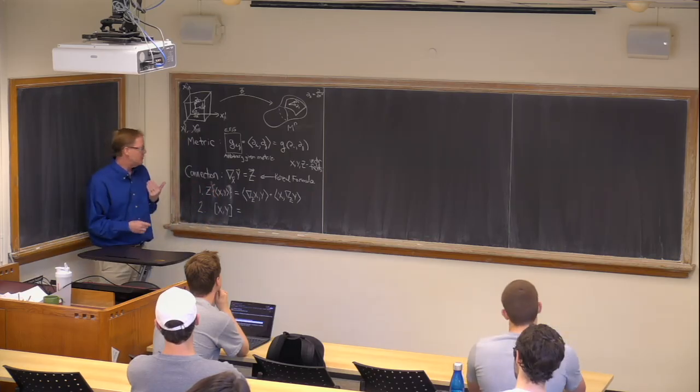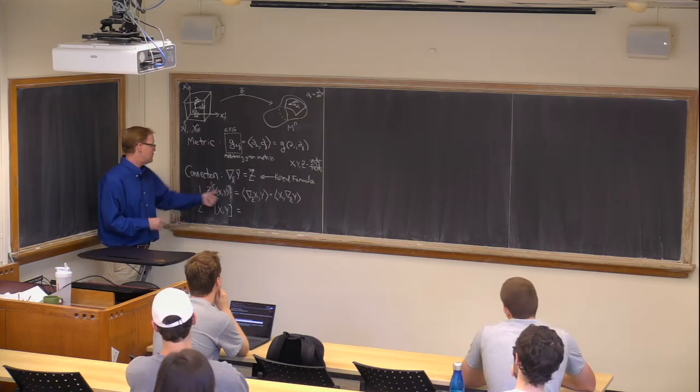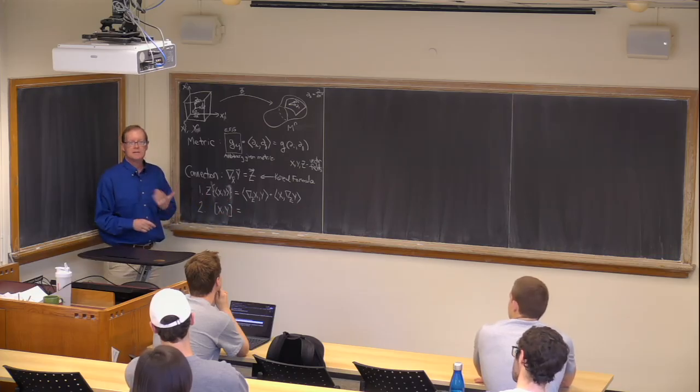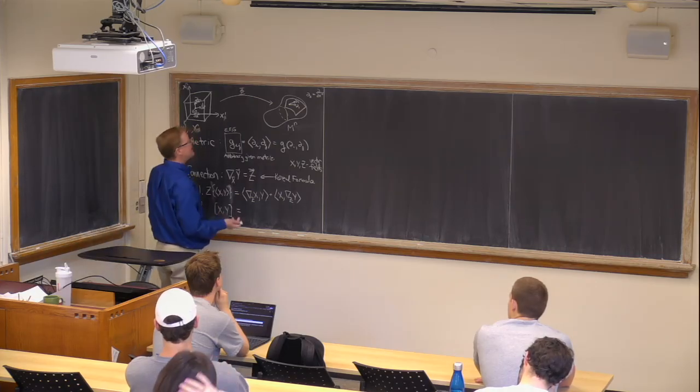Vector fields are first order operators, right? They're directional derivatives. That's how we think of them. And you give them a function, you take the directional derivative. When you have these brackets here with a comma in the middle, that's called the Lie bracket. And that gives you a vector field out.